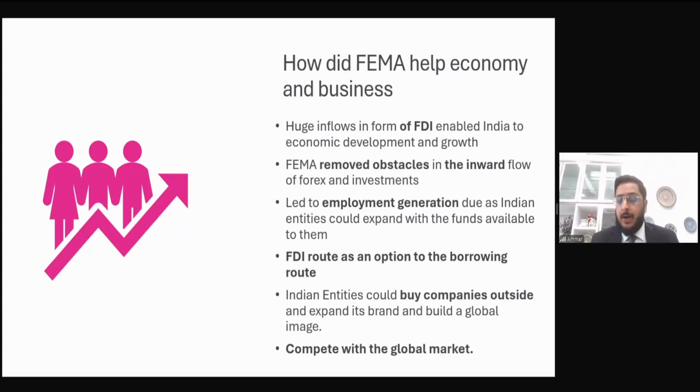See, in my past experience also, I've seen a lot of companies earlier who used to borrow. Now, instead of borrowing, they've reduced their borrowings and the interest cost, and they've brought in FDI. I understand you have to give a percentage of your profits away, but you are free of that interest component and the repayments, so that headache is gone. So a lot of companies are now looking to the FDI route compared to the borrowing route, which was more preferred earlier. And Indian entities are buying companies outside, making the brand bigger, wanting to make a global image, and even competing with the global market.